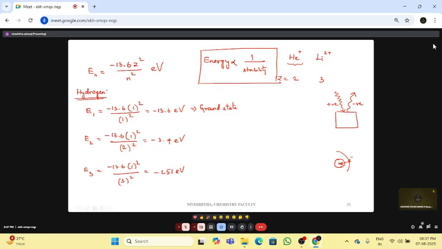And if that is the ground state, the rest of the states are called excited states. The excited state which is closer to the ground state is the first excited state, and this is the second excited state, and it goes on. Okay, fine. You're getting my point?